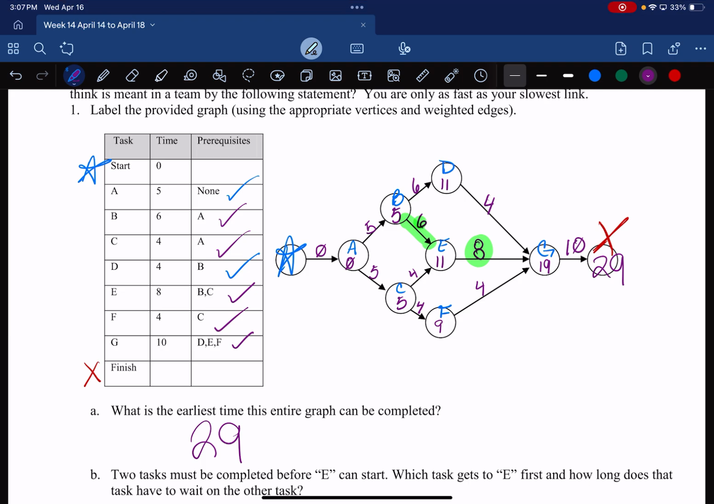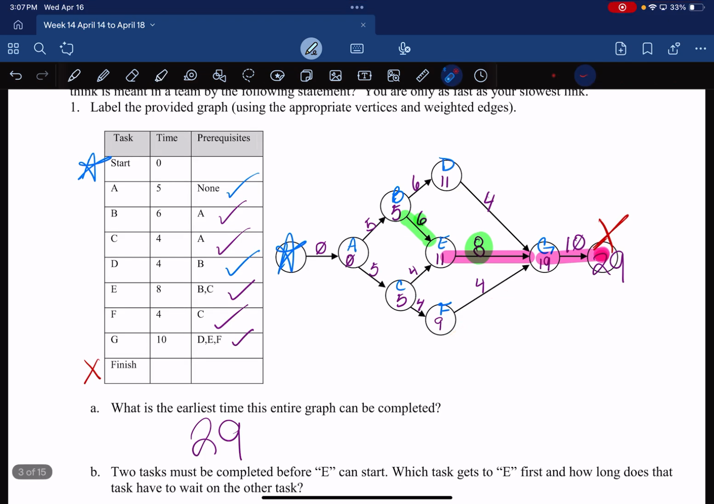Now, if I want to ask, what path did this graph have to take for us to figure that out? We're going to start at the back. We're right here, and we're going to ask, from 29, how did I get 29? I went from 19 plus 10 to 29. So now I have to ask, what number did I add to get the 19? Well, I added 8 and 11, because 11 and 4 isn't 19 and 9 and 4 isn't 19.